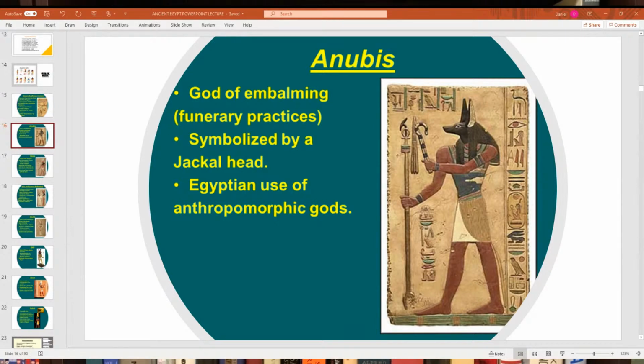So oftentimes, Anubis was the judge of the dead. He would judge people's souls in the afterlife, whether they were worthy to move on. I'll get to it later. They have this thing called the weighing of the heart, and supposedly Anubis is the one that weighs the heart and judges if you were a good or bad person.